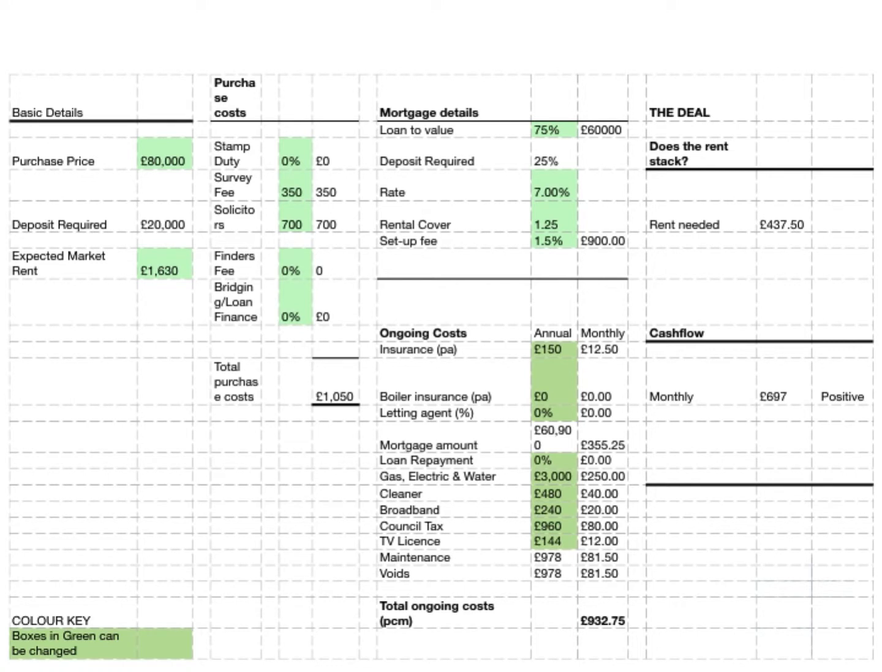You'd also need to consider, in a house of multiple occupation, and this part is more specific to house of multiple occupation, because if it was a single let, you wouldn't need to necessarily consider utilities and other costs. So in here we've got some costs for gas, electric and water of around £250 a month, maybe a cleaner or a gardener. Depending on the time of year, you might not have a gardener all year round, but you might want somebody to look after it in the summer.